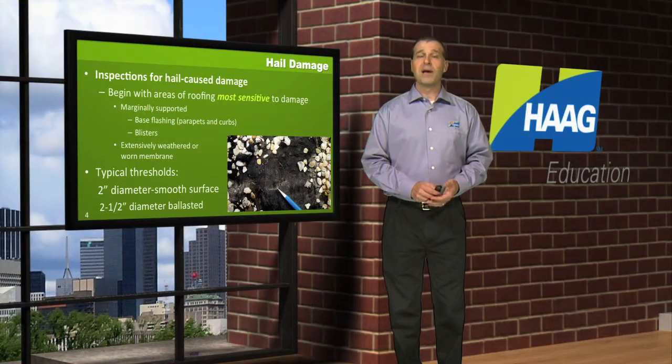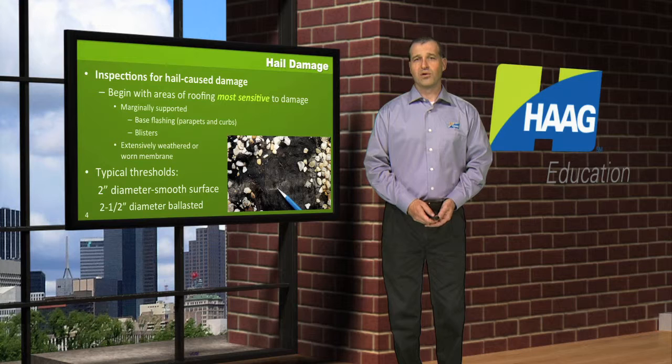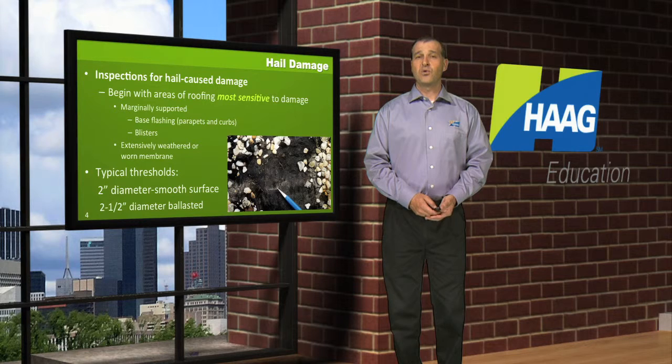Also, if there are bare areas or extensively weathered areas, they also would be more sensitive to damage than the typical field areas of the roof. Built-up roofing is one of the more hail impact resistant types of roofing, and so the typical damage thresholds would be 2-inch diameter to damage a smooth surfaced built-up roof. That's without any gravel. If you have gravel ballast, then it typically takes 2.5-inch diameter hail. If hail of that size has fallen, you're going to see indications of it in many different ways, and then you'll know you have the potential for damage to the built-up roof.